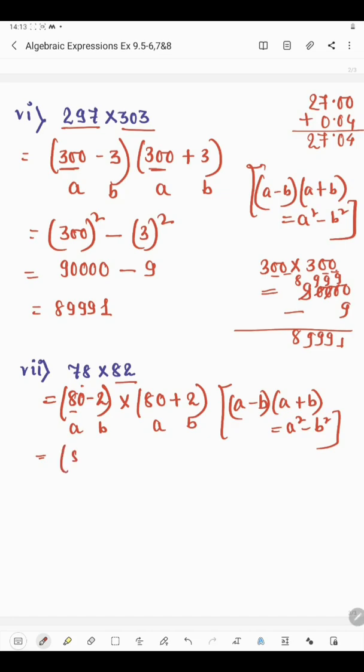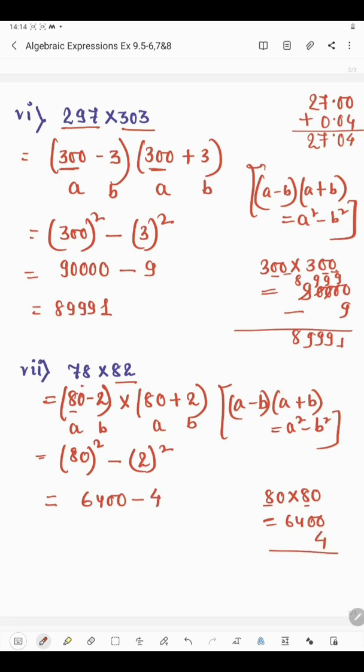Now A square means 80 whole square. Okay. And A square minus B square, so B means 2 here. So it's 2 whole square. Now 80 whole square means 80 into 80. So 8 8s are 64 and 2 zeros are there. So it's 6400 minus 2 square means 2 into 2, 4. So if you subtract 4 from 6400, then we'll get 10 minus 4 is 6. 9 will come down, will be 3. So 6396.